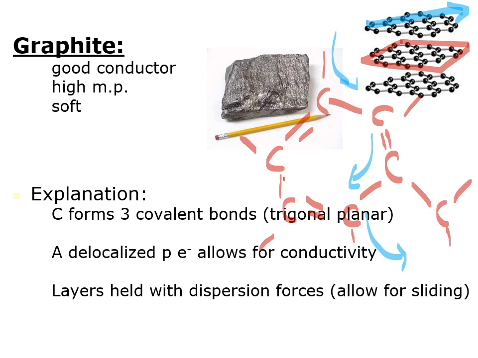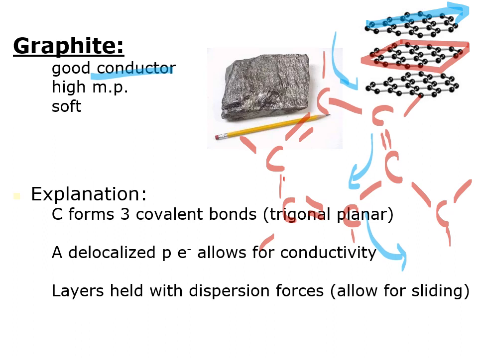So this allows graphite to be conductive because of the bonding, giving it a double bond. The double bond is able to be delocalized or resonate, and that allows current to pass through this material. So it is a non-metal that is conductive.